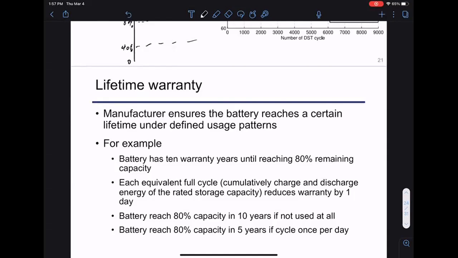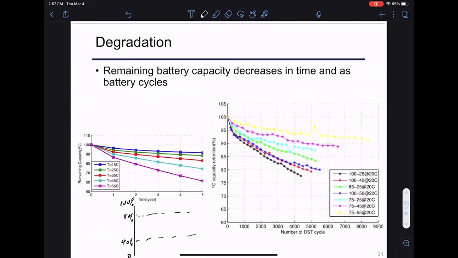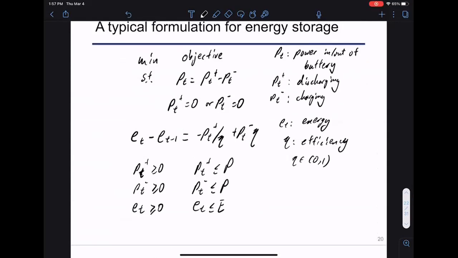Expanding this warranty is a lot of research in chemical engineering and materials science engineering. The electrical engineering side is, given these limitations, how do you best use a battery? This is the operations. We'll see more of this in the next lecture, when we put this kind of problem into an optimization framework and think about these issues.